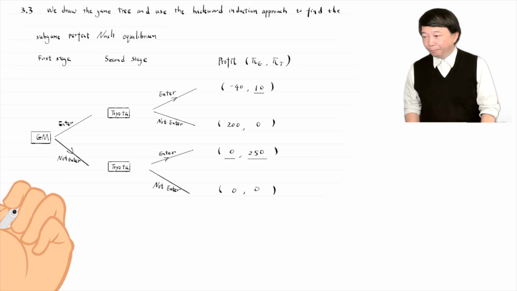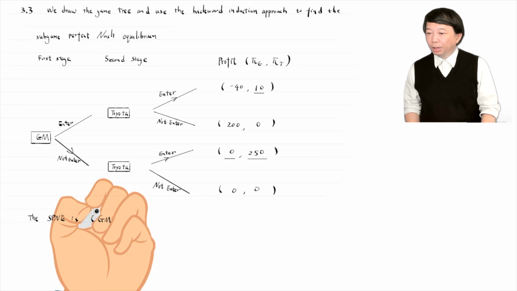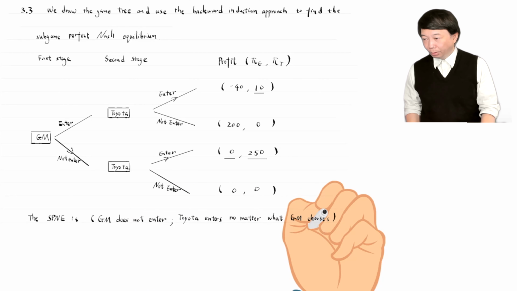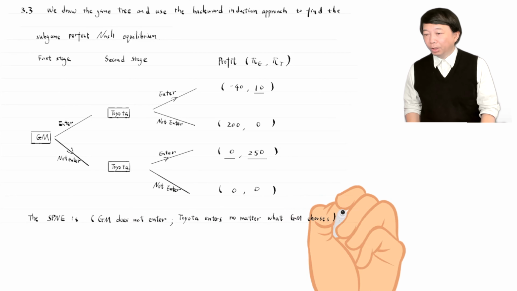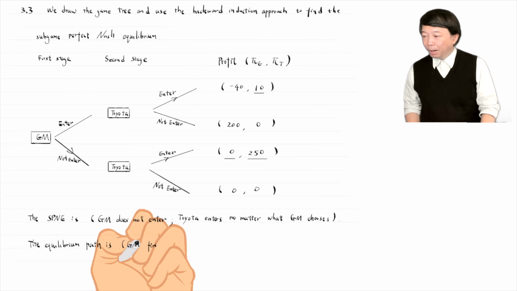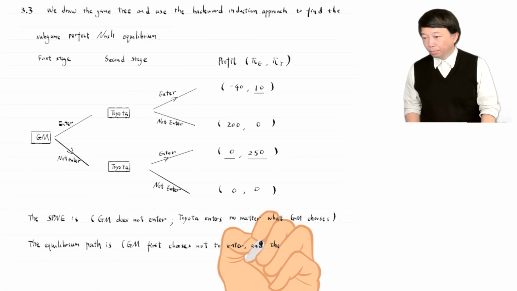The subgame perfect Nash equilibrium is that GM chooses not to enter the market, and Toyota enters the market regardless of GM's decision. Remember that strategy is a plan for different situations, so Toyota's strategy is as above. The equilibrium path is the path with two arrows.